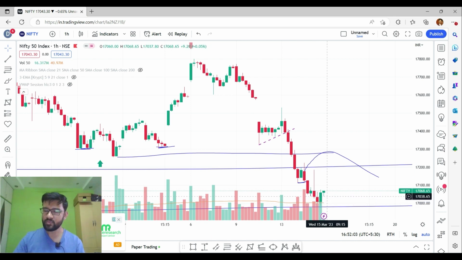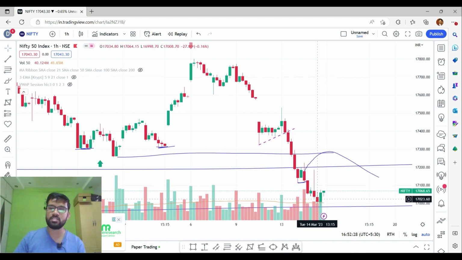In yesterday's video, we discussed that this 17,000 level will act as an important support level because this is a round number, and we can also see aggressive call writing or put writing at these levels. That is, we can expect short straddle formation at this 17,000 level. But if the market closes below this 17,000 level, then we are expecting the market to fall up to the 16,950 as well as 16,850 levels in today's session.